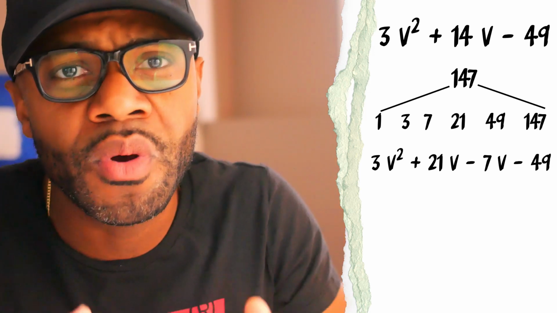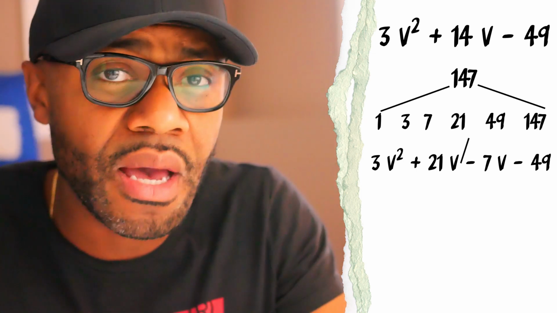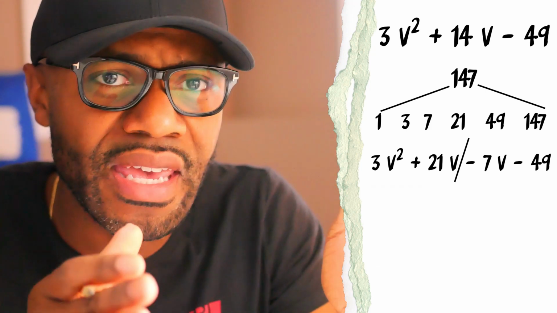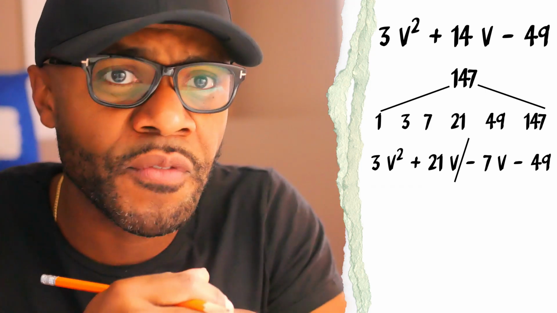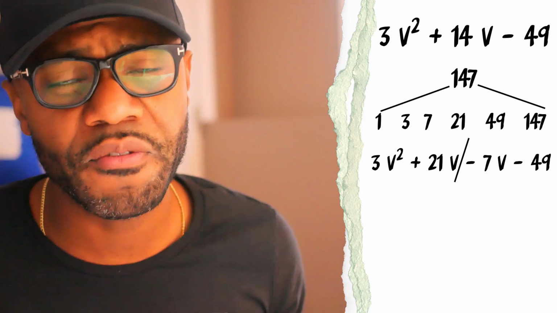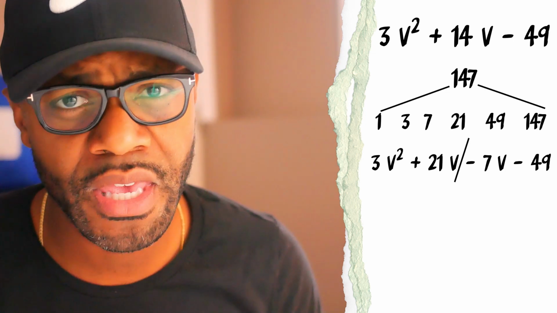Then we're going to do, once again, the factoring known as GCF, greatest common factor. We're going to factor out the greatest common term in the first expression of 3v squared plus 21v. The greatest common term is going to be 3v. We pull it out and we're going to be left with 3v times v plus 7.